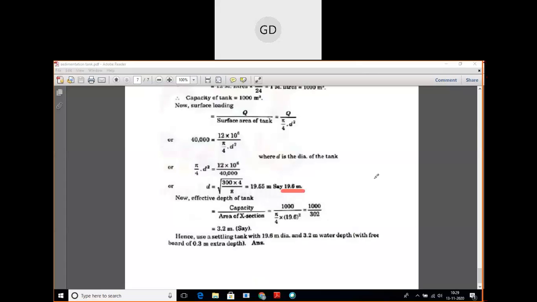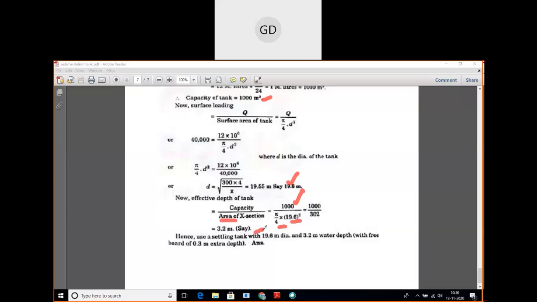Now, how will you find the effective depth? Again the formula is the same: capacity divided by the area of the cross section. Capacity is 1000, and since it's a circular tank, the area is pi by 4 d square. Just now we got the diameter to be 19.6, so it is 1000 divided by pi by 4 times 19.6 whole square. You get it to be 3.2.